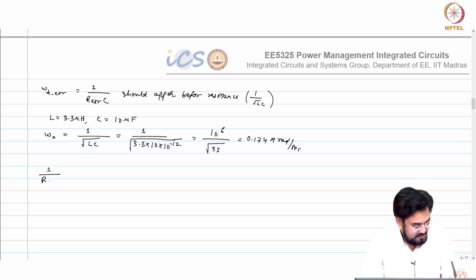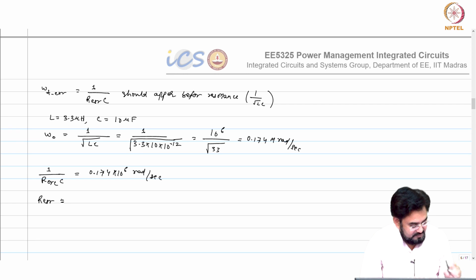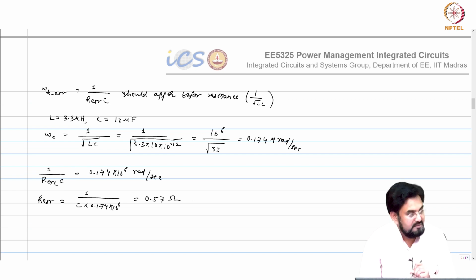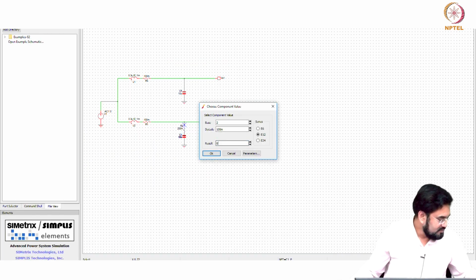So 1 over R ESR C, if I make it equal to this 0.174 into 10 power 6, we can calculate R ESR from here, the minimum R ESR value, but we will keep it slightly higher than that. Can we tell quickly what is the value of R ESR? 1 over C into 0.174 into 10 power 6. How much is this? Okay, 0.57 ohm. It's almost half an ohm, which means if I put this 0.57.